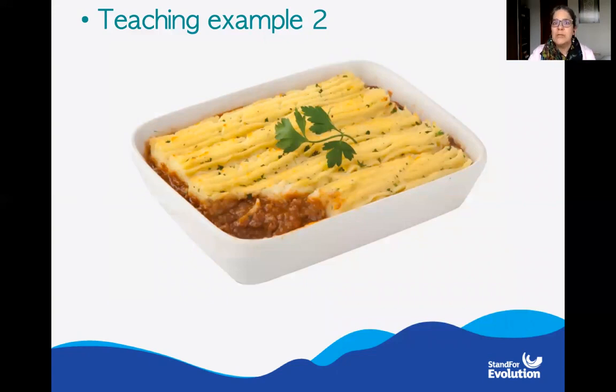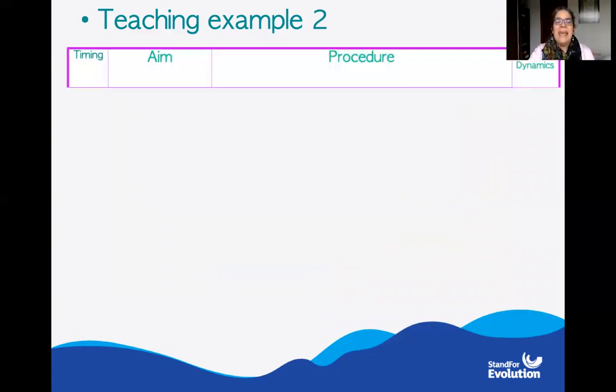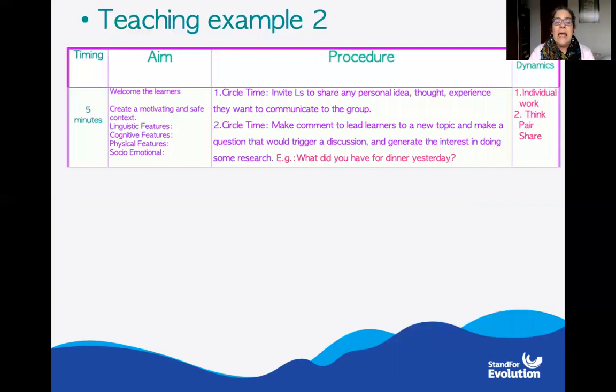And this is the shepherd's pie, right? And in this case, we have timing, aim, procedure, and classroom dynamic. And we're going to be working on, again, a 5-minute circle time. You're going to invite learners to share a personal idea, thought, or experience they want to communicate with the group. This is the very first minutes of the class.